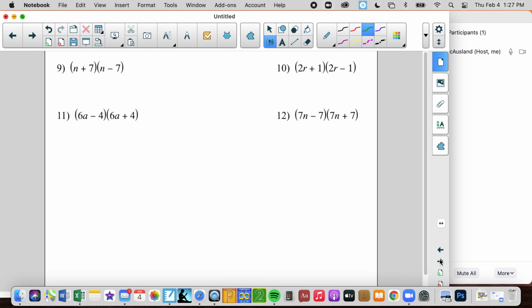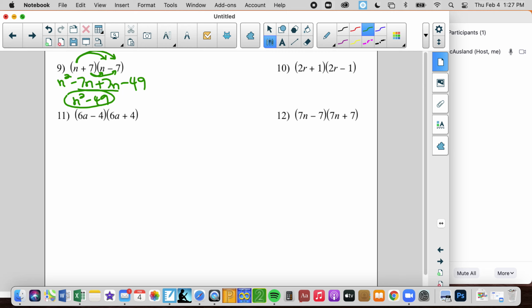The next set, hopefully you notice in this, that we are multiplying conjugates. So we can apply a shortcut if you want, or you can continue to do FOIL. There's nothing wrong with still doing n times n is n squared, n times negative 7 is negative 7n, 7 times n is 7n, and 7 times negative 7 is negative 49. Your inside and outside are opposites, so they will cancel, and you'll get n squared minus 49.